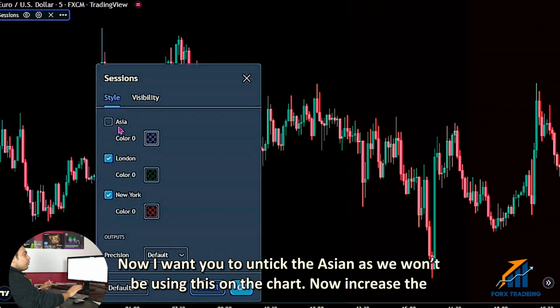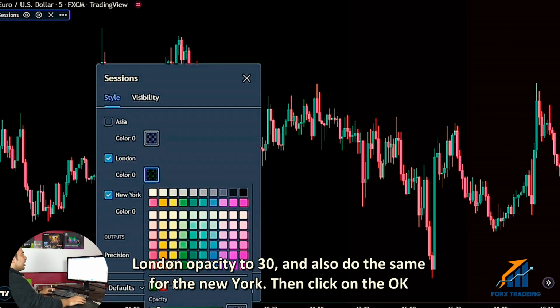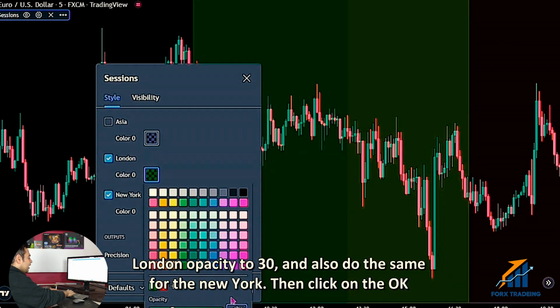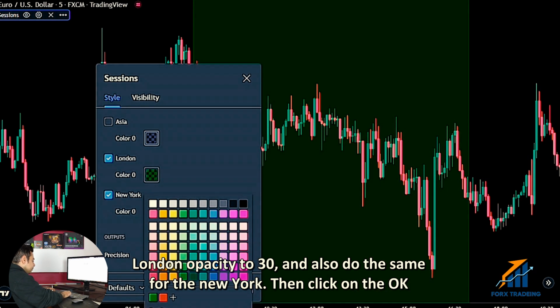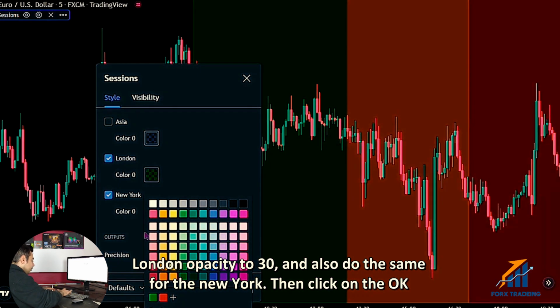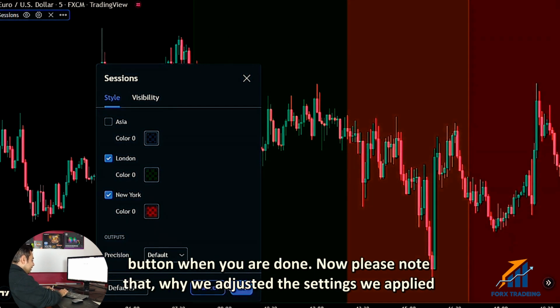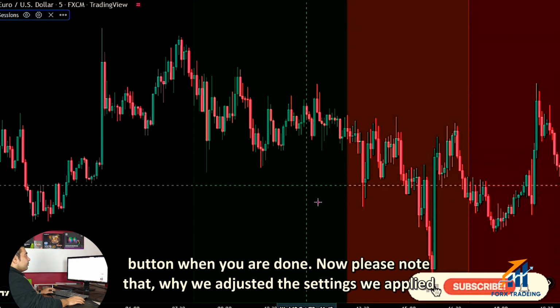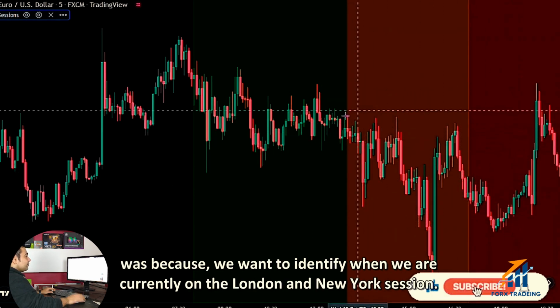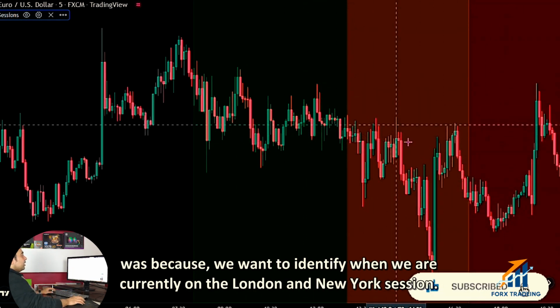Now please note that why we adjusted the settings was because we want to identify when we are currently on the London and New York session. For this strategy, we want to be able to analyze what would happen in New York session before it occurs, using analysis from London session. And like we said earlier, this often happens on the Euro United States dollar.